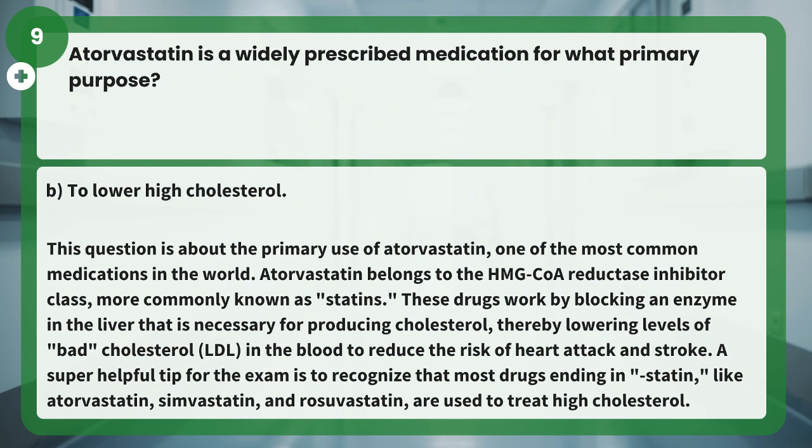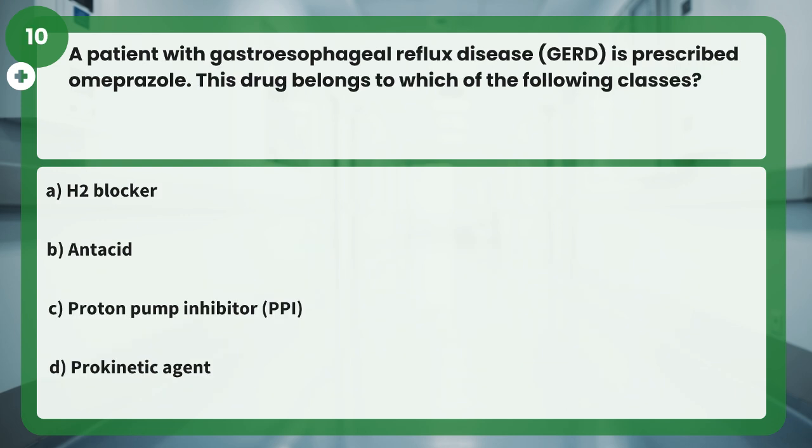A super helpful tip for the exam is to recognize that most drugs ending in statin, like atorvastatin, simvastatin, and rosuvastatin, are used to treat high cholesterol. Question 10. A patient with gastroesophageal reflux disease, GERD, is prescribed omeprazole. This drug belongs to which of the following classes?